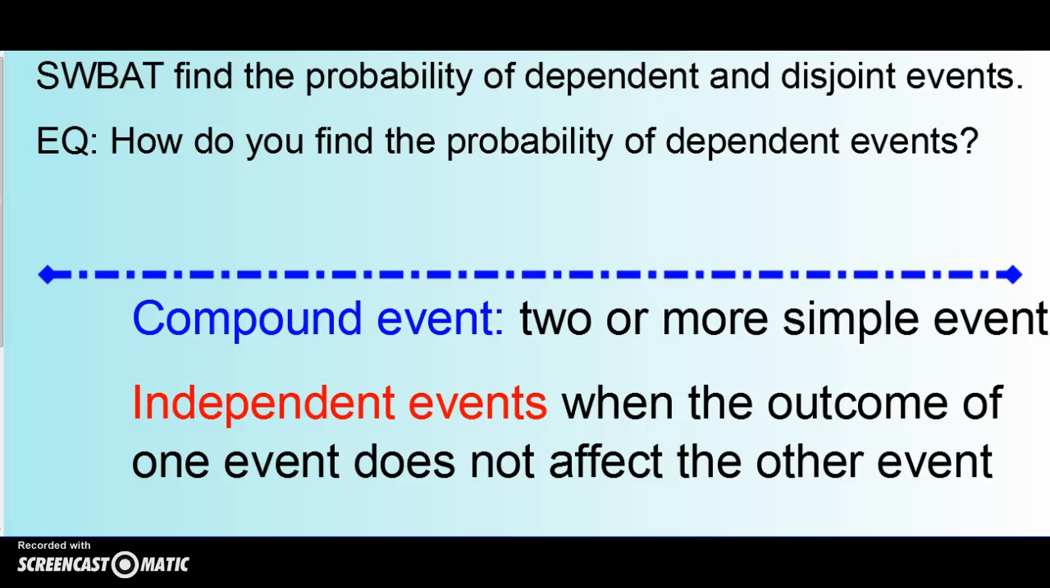It's same in probability. There are some probabilities where they just stand alone, and then there are some probabilities where something is affected by another, whether it's you're not replacing a marble or not replacing a card, and then that would be dependent. So the vocabulary words, compound event has two or more simple events, and an independent event is when the outcome is not affected by something else.